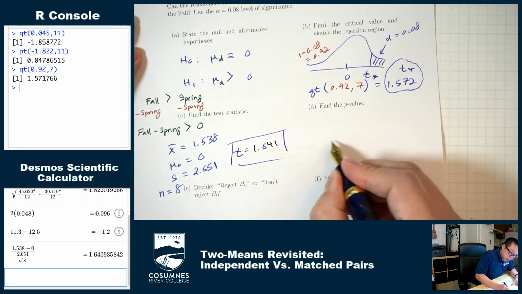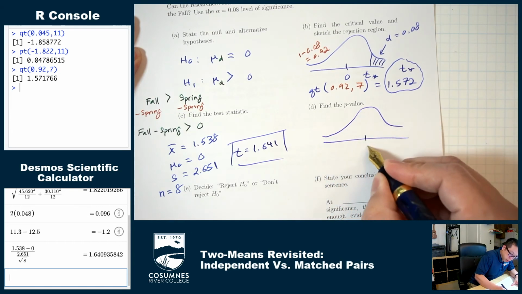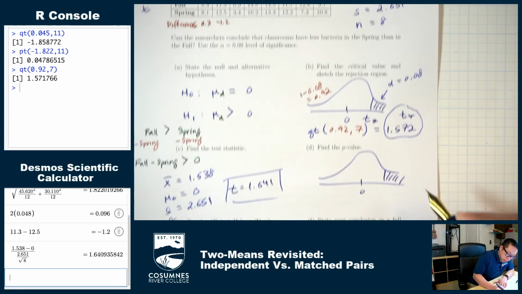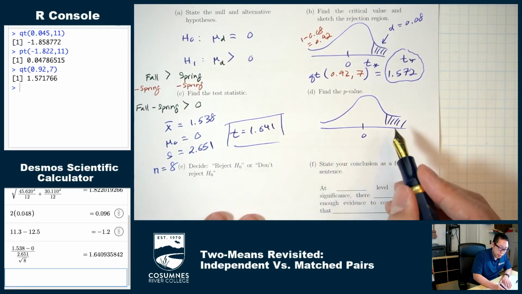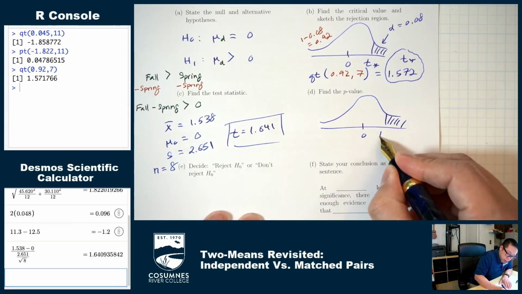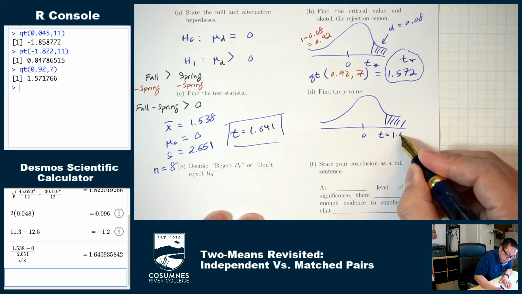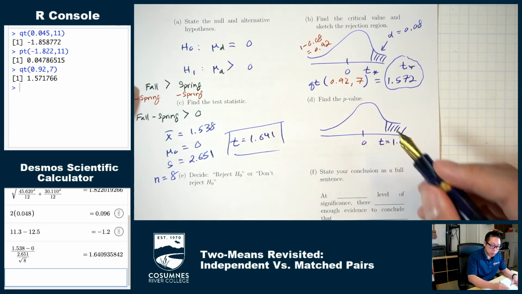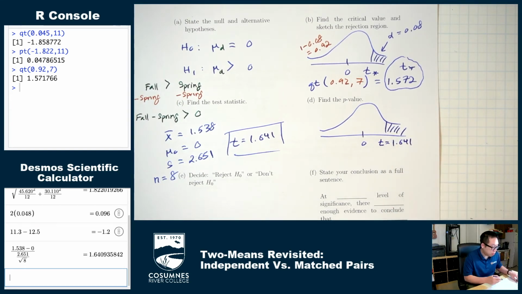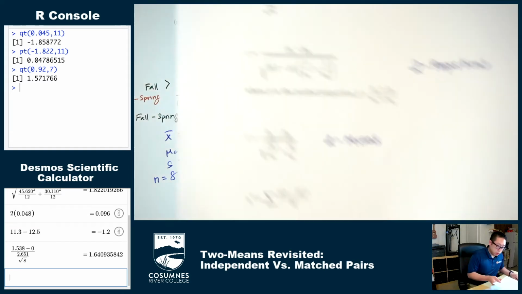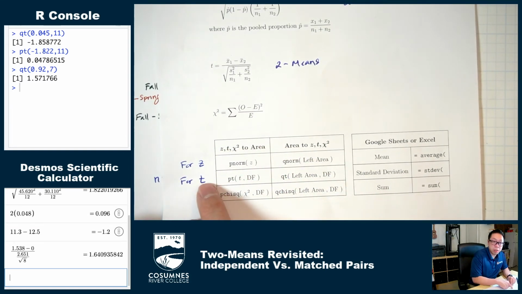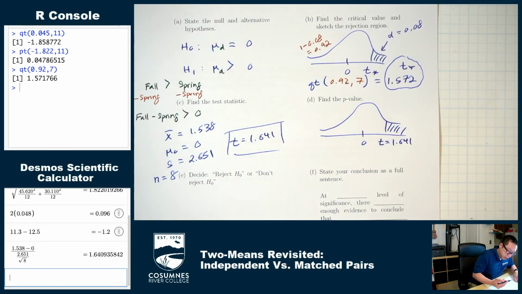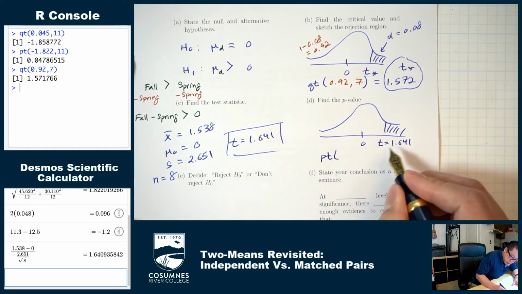Part D, find a p-value. We'll draw our picture. Because it's greater than, this should be shaded to the right. Put your test statistic on your picture. So I did expect something to the right, so it's positive. Our job is to find a shaded area. That's the p-value. So this is a t to area problem. T to area for a t situation is a pt, t comma df. So pt, t is 1.641.